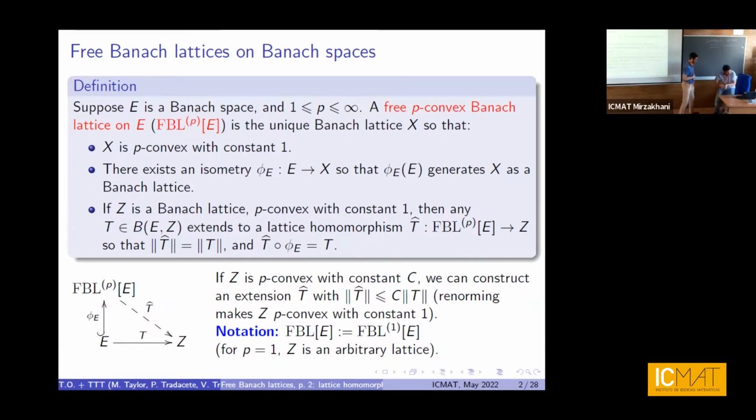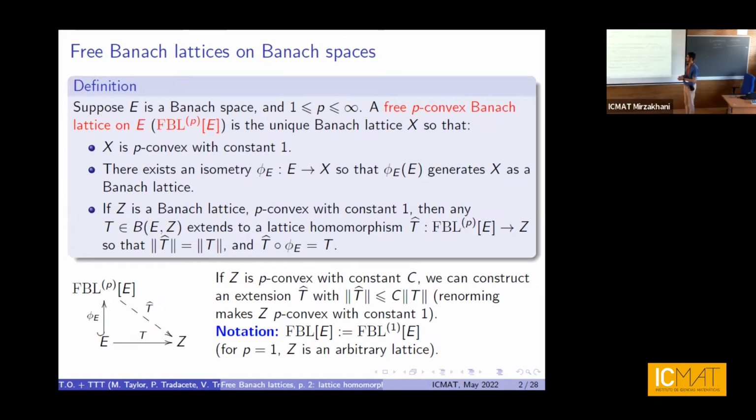Okay, so anyway, here is what I was talking about yesterday. This is essentially the definition of a free p-convex Banach lattice. This is a Banach lattice which is p-convex with constant 1. There is a linearly isometric embedding of the Banach space on which we are building into this Banach lattice. And the most important property is this existence of an extension.